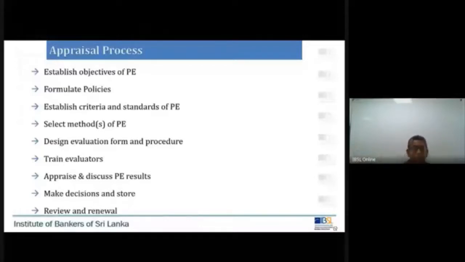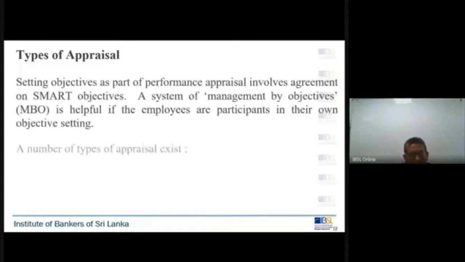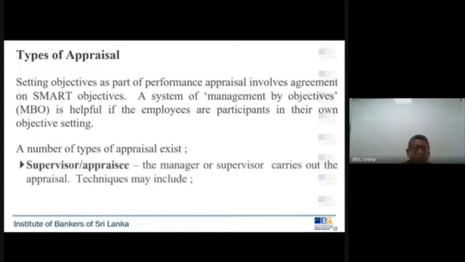Then the next one is the selection method. Now we are going to discuss a little bit how we are going to do the selection, how we are going to collect it, what method you are going to use for the performance evaluation. So, method of appraisal. Now it is in your handout, right?